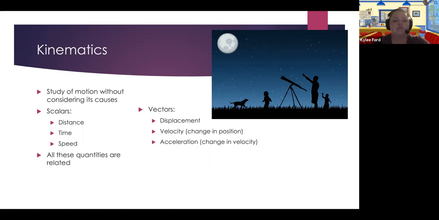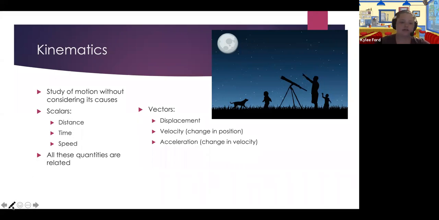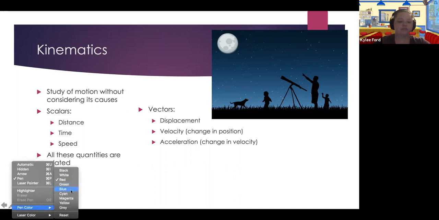Our scalars are going to include distance, time, and speed. The parallel to that is going to be displacement, which is sort of like distance. We're also going to have velocity, which is our change in position, and then we will have acceleration, which is a change in velocity due to time.